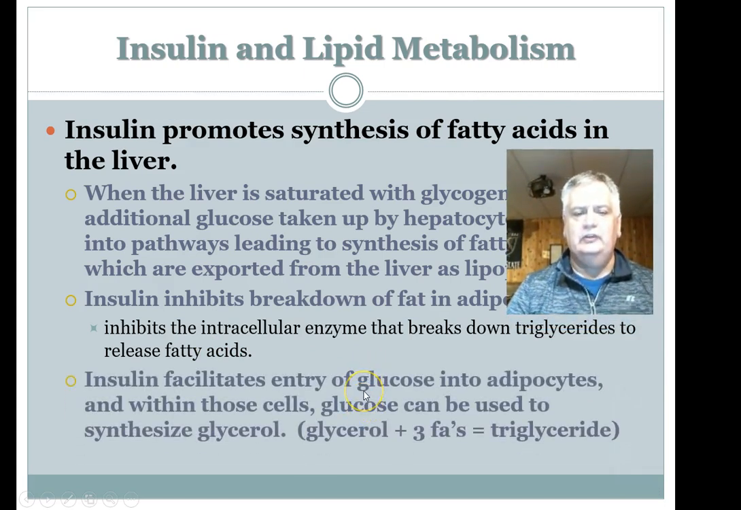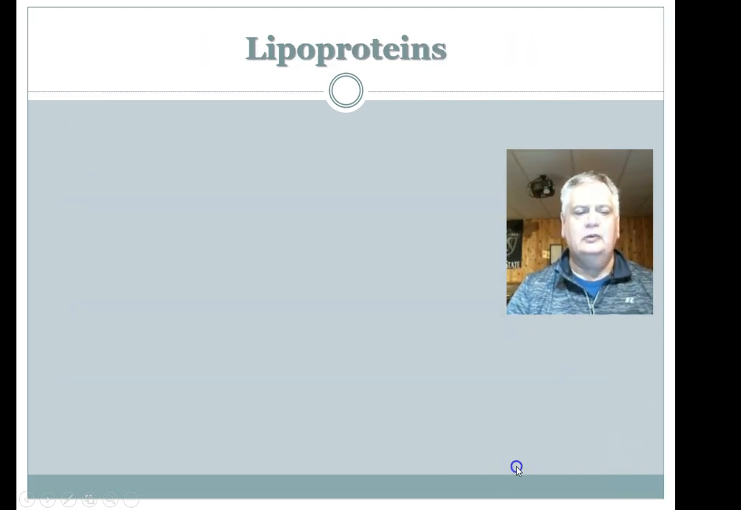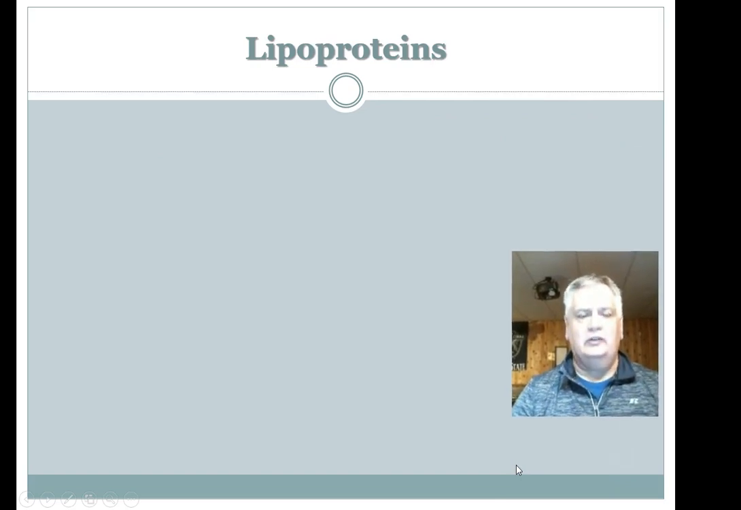So insulin facilitates the entry of glucose into adipocytes, and within those cells, glucose can be used then to synthesize glycerol. Glycerol is a 3-carbon compound, so the glucose once again can be broken down, but this time instead of forming pyruvate, in fat cells it's broken down into a 3-carbon compound called glycerol. You may recall from A&P 1 that a glycerol, now with 3 fatty acids attached to it, forms a triglyceride or a neutral fat. It forms the fat that can be stored inside the fat cells.